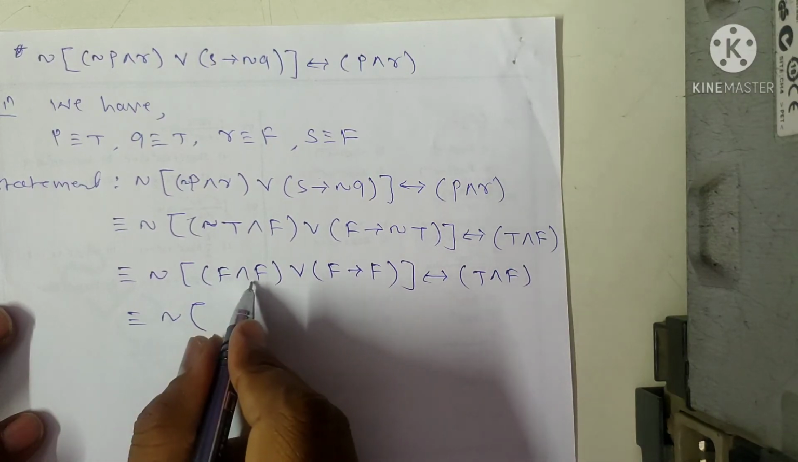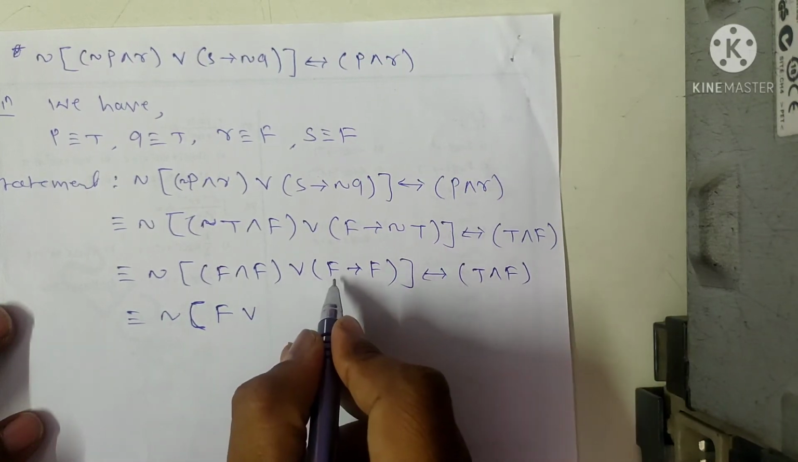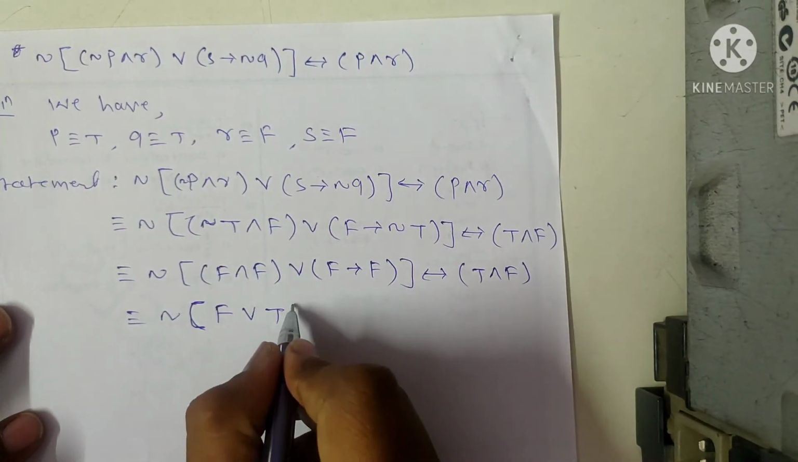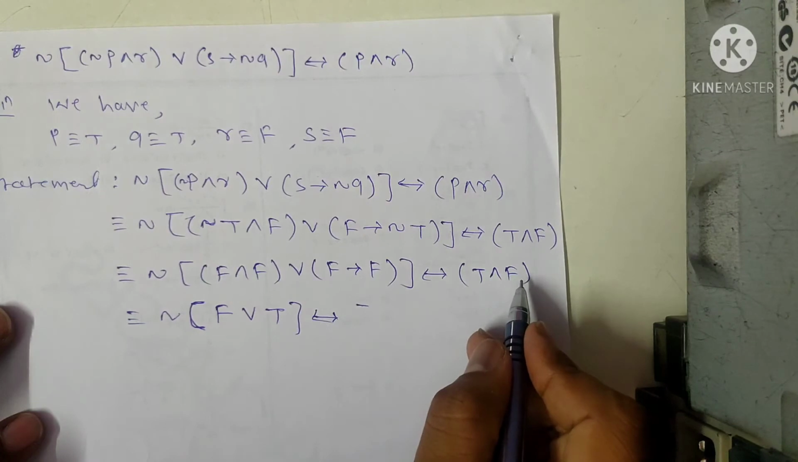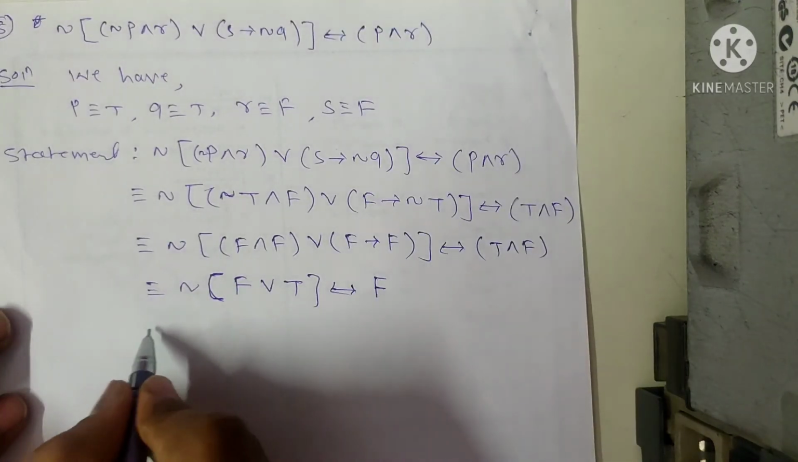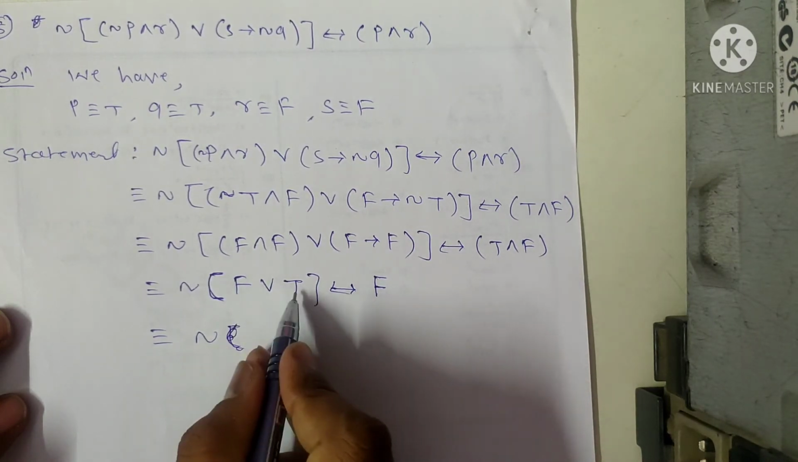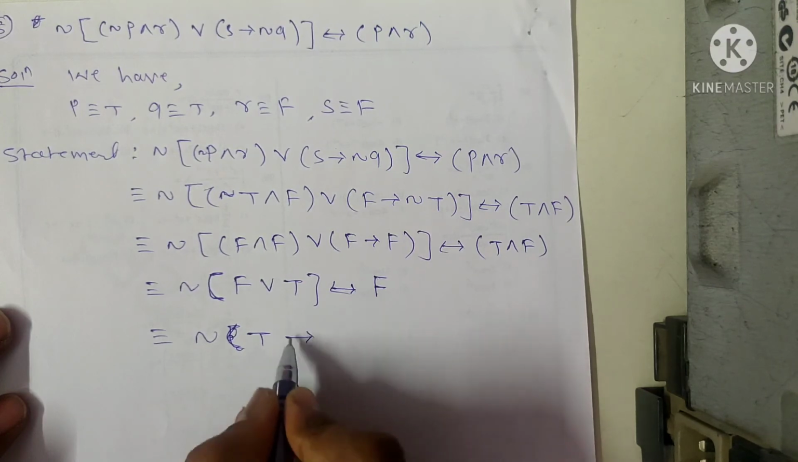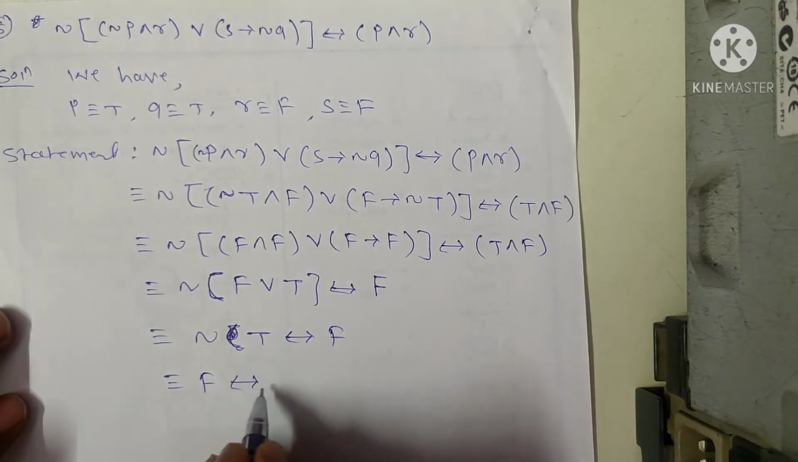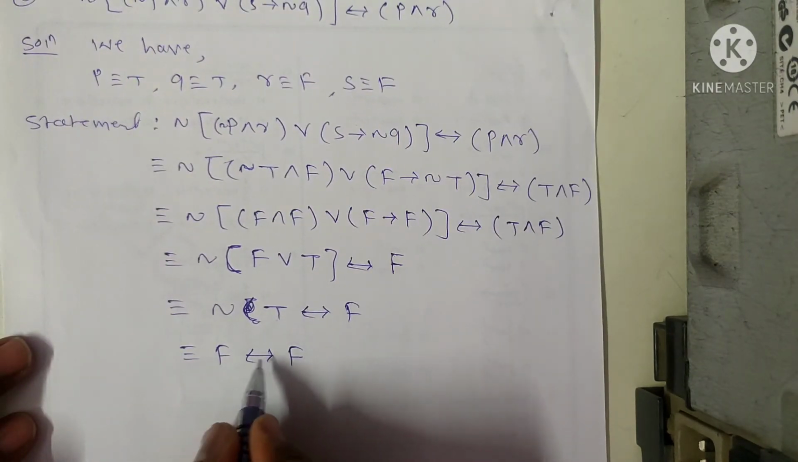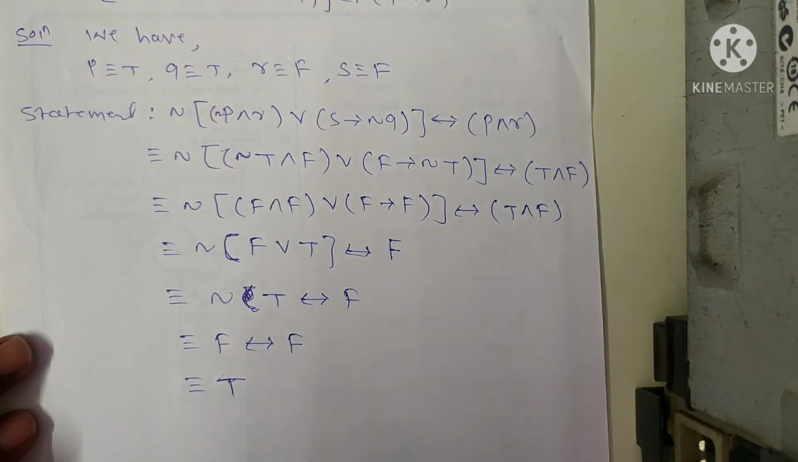Negation T and T, otherwise F, means this is F, or T, then F or T, otherwise T, therefore it is T, if and only if T and F, otherwise F, means this is F. Now here F or F, otherwise T, means this is T, if and only if F. Now negation T is F, if and only if F. We know F if and only if F is T, hence the truth value is T.